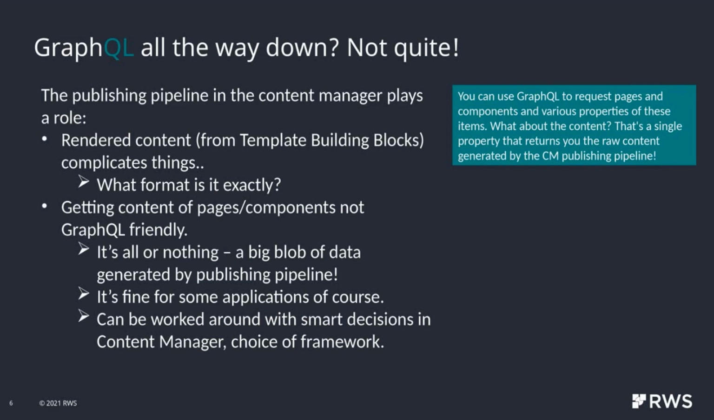So it's hard to get that content back in a very GraphQL friendly way. So you end up with an all or nothing approach where there's metadata that you can retrieve using GraphQL mechanisms, but the actual content, the bits that are rendered from the template building blocks, it's a big blob of data. Generally, it could be XML or it could be JSON in the case of DXA, and it's just one big chunk of data that you get in one go, as opposed to more fine-grained control.